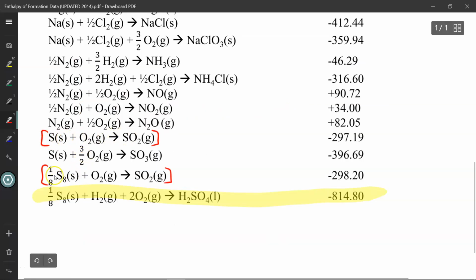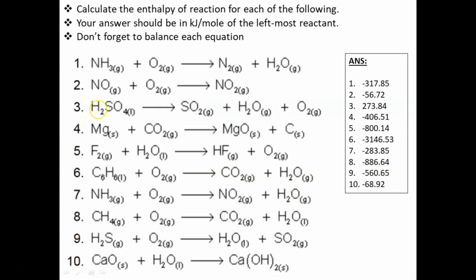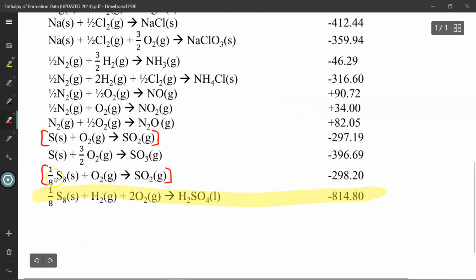Now some students will go, well, what about this one? There's an S8 present, and there are no S8s in the target equation. That's true. But there is an S8 in this equation that we were going to use. And so there's a chance that we can use this S8 to cancel out this S8. In any case, if you choose the wrong one, the question just won't work out. That means you chose the wrong one, so go back and pick the other one instead. So trial and error in that sense.